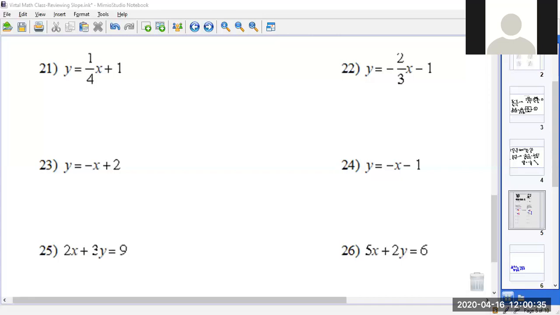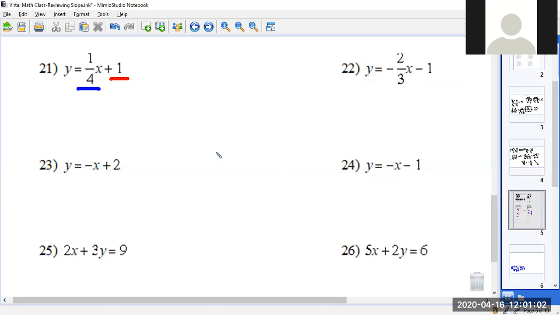All right. So number 21, please identify the slope and the y-intercept for me. The 1/4 is the slope. Yes. And the 1 is the y-intercept. Yes. Very good. So as you can see, I'm going to be underlining the slope in blue and the y-intercept in red. All right.